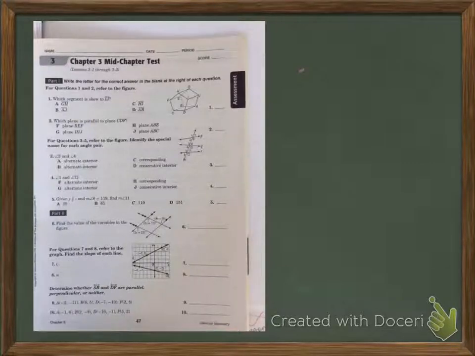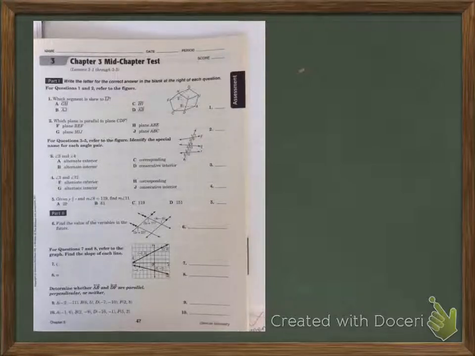And then if we look at the bottom, the last two, we're determining whether line AB and DF are parallel, perpendicular, or neither. So what I would do is find the slope of both of them and then compare the slopes. Because if they have the same slopes, they're parallel. If they have opposite signs and reciprocal slopes, they're perpendicular. And if they have neither one of those, then obviously they would be neither.